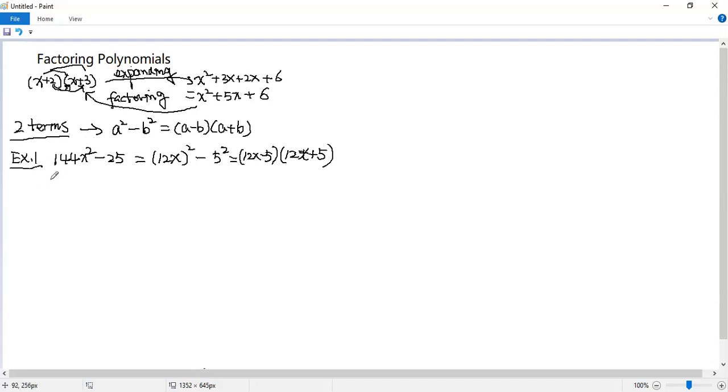If the polynomial has three terms, then we have three cases to consider. First, we can try the perfect square formula. So we know it is a squared minus 2ab plus b squared, which equals (a minus b) squared. If here is plus, then here is plus. So let's look at an example.